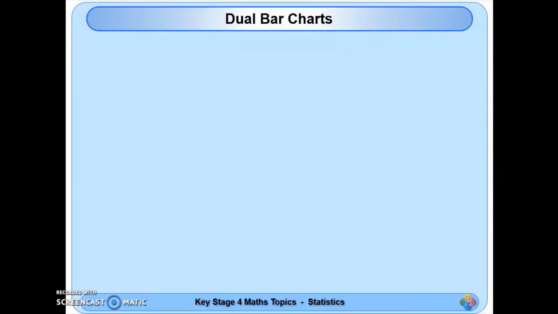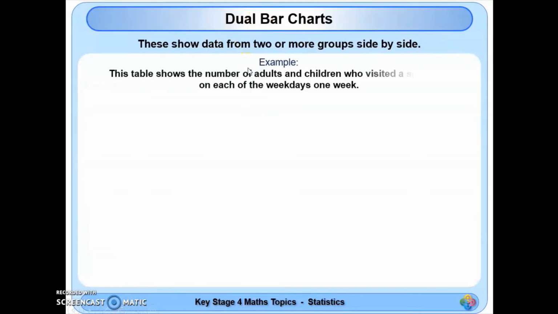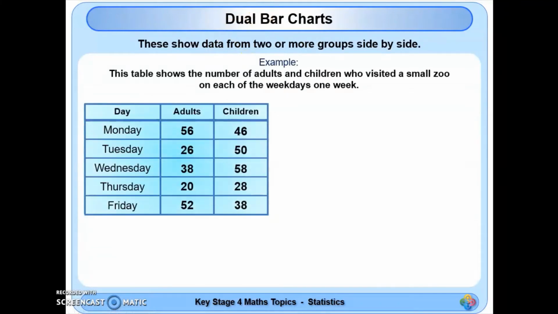Okay, let's have a little look at dual bar charts. So this helps us to present 2 bits of data side by side. The word dual meaning 2. So this time we've got 2 sets of data. How many adults visited a small zoo on certain days, but also next to that, how many children visited a small zoo on certain days. We can present both of these bits of data on the same bar chart.